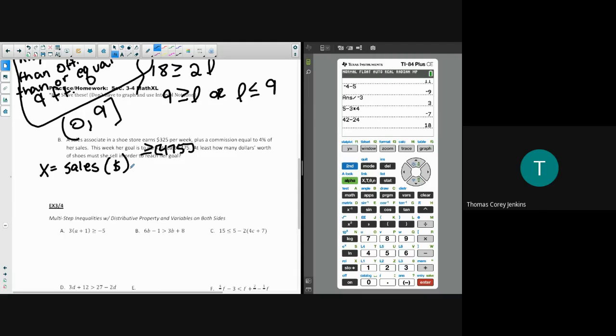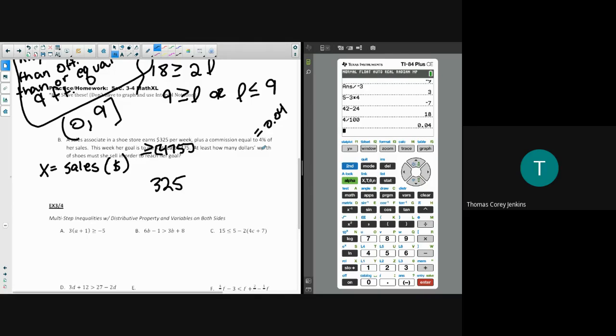All right, so my expression for total sales is $325 a week as my base. That's what happens automatically, whether I sell nothing or whether I break the company record, plus 4% of whatever I sell. Remember, 4% means 4 out of 100, right? So 4 out of 100 is just 0.04. Some people forget that 4% is equal to 0.04. If you multiply by 4, you found 400%, which would be a heck of a commission.